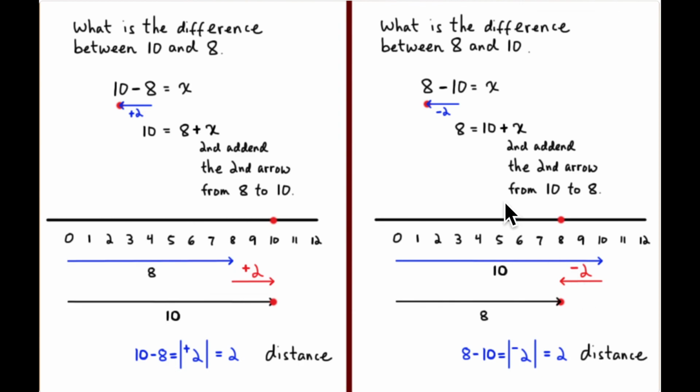What's the difference between 8 and 10 is negative 2. What's the difference between 10 and 8 is positive 2. And notice that the distance is 2 units in both cases. It's the absolute value of a positive 2, which is 2, and the absolute value of a negative 2, which is those 2 units.